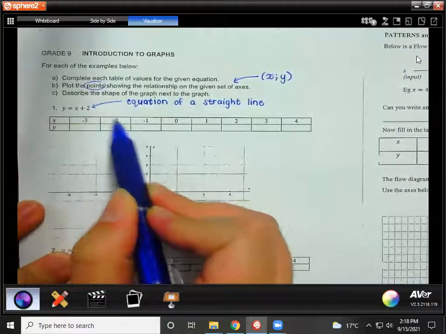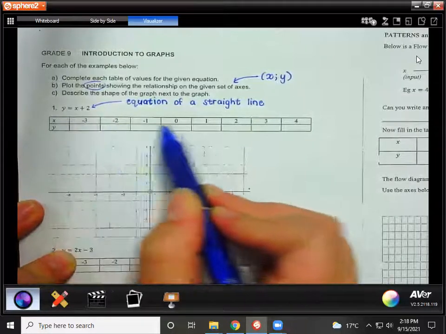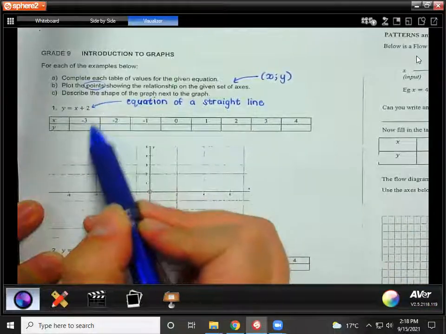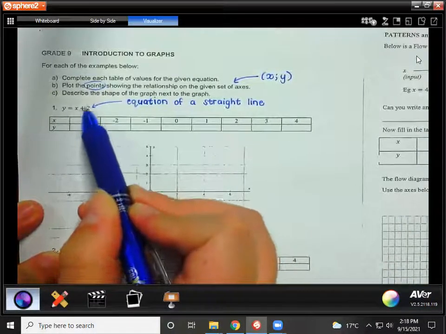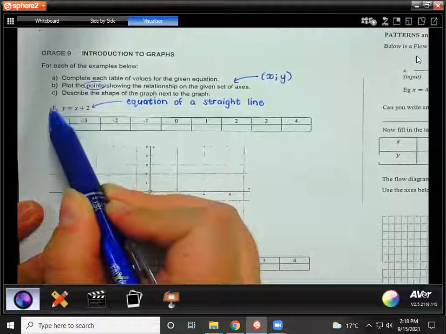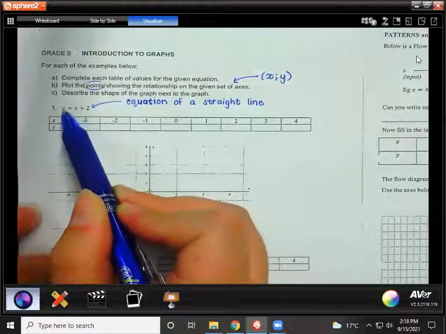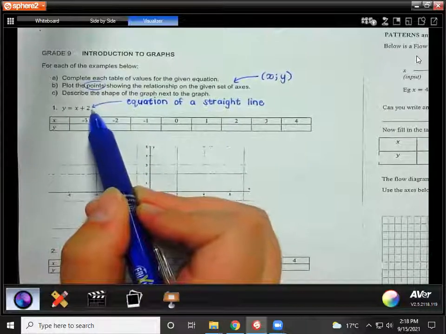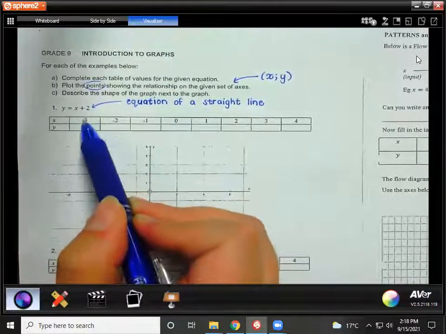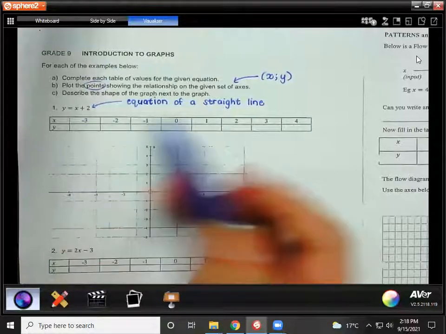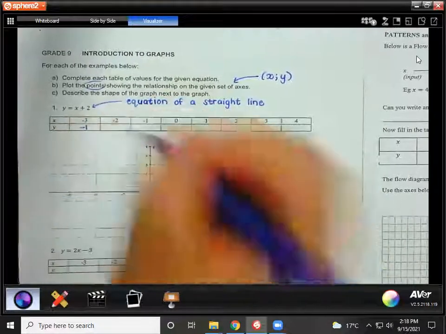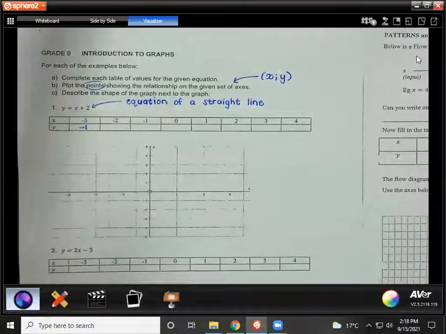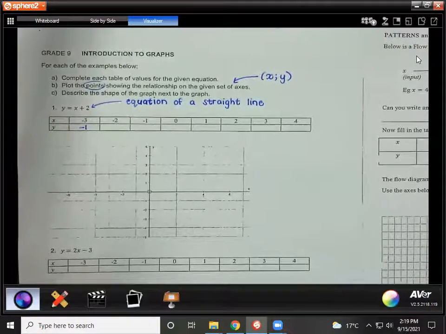Let's look at what they've given us in this table. They've listed some x values over here. Now, if x is -3, I'm going to use that in this equation to get my y value, because this equation is saying that y is equal to whatever my x value is plus 2. Now, what is -3 plus 2? -1. Good. So when my x value is -3, according to that equation, my y value is going to be -1.